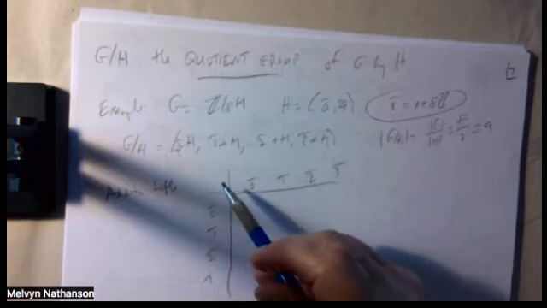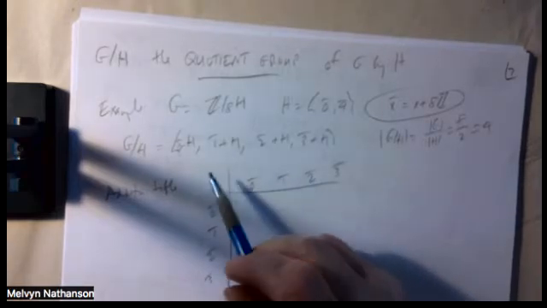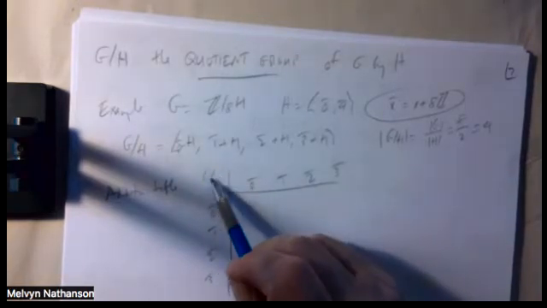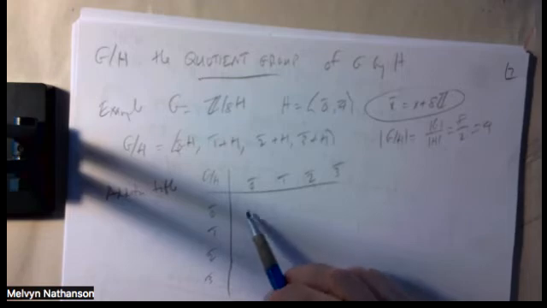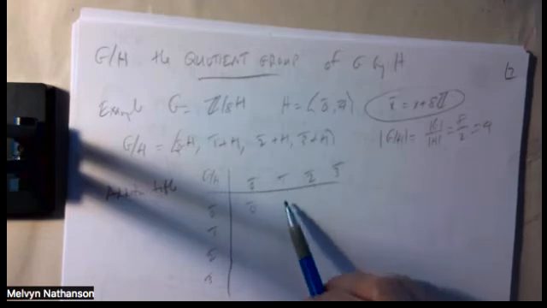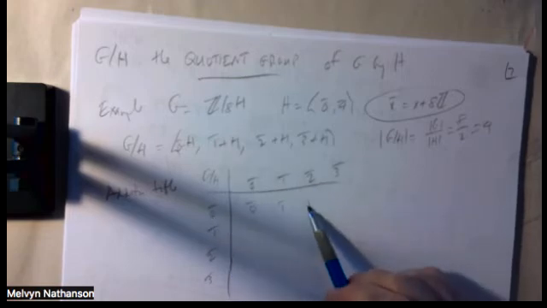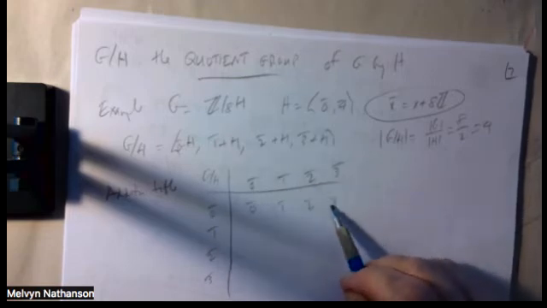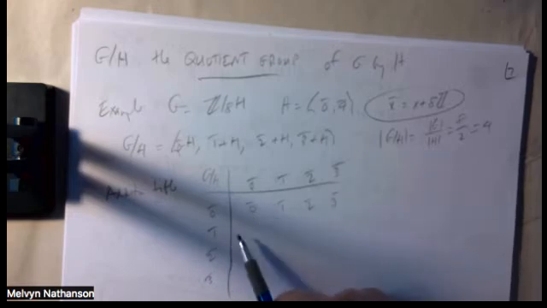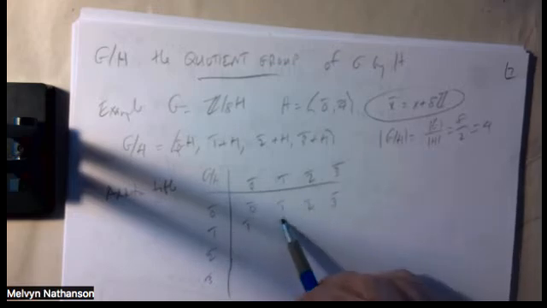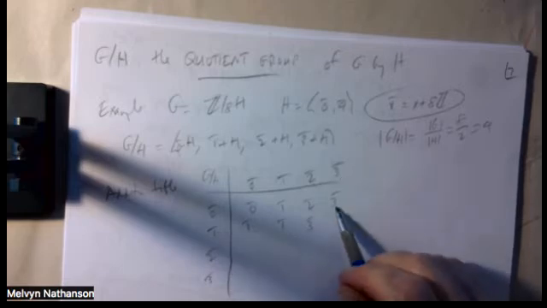And how do I add? So this is in G mod H. 0 plus 0 is 0. 0 plus 1 is 1. 0 plus 2 is 2. 0 plus 3 is 3. 1 plus 0 is 1. 1 plus 1 is 2. 1 plus 2 is 3. 1 plus 3 is 4.